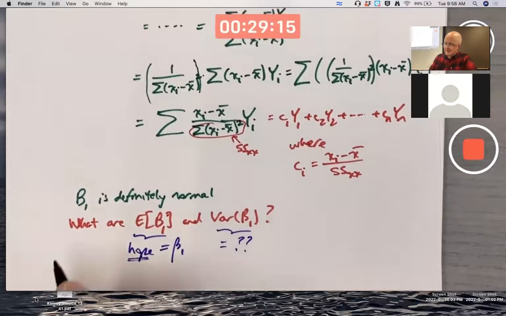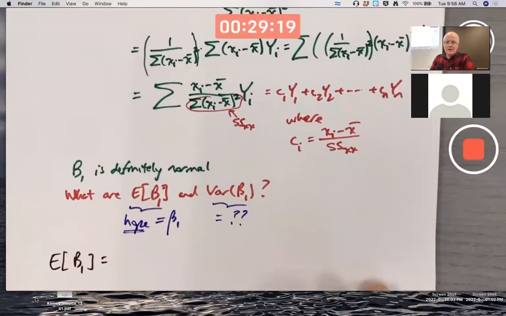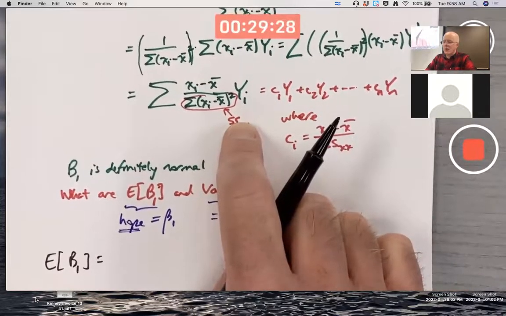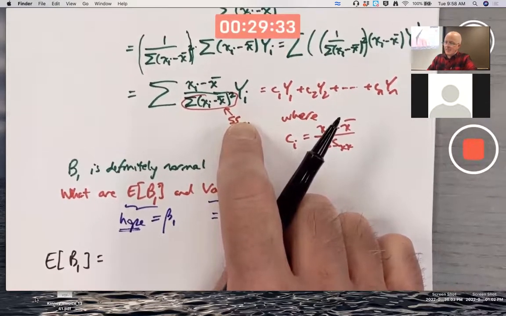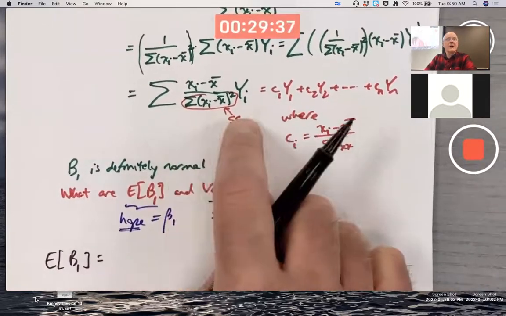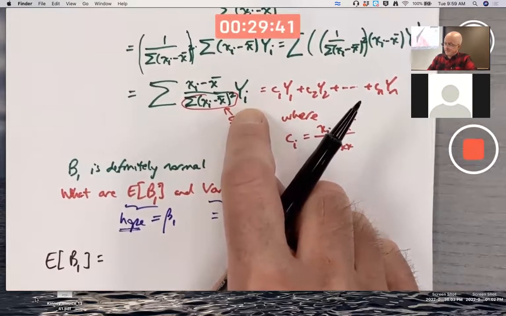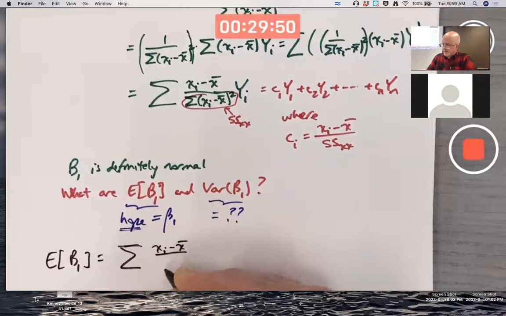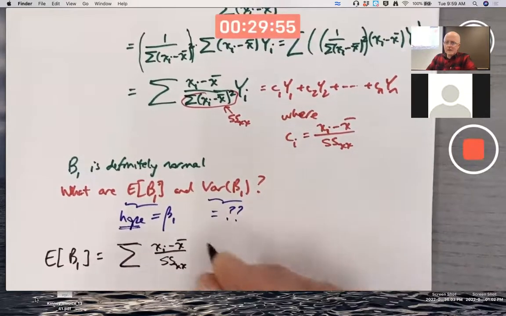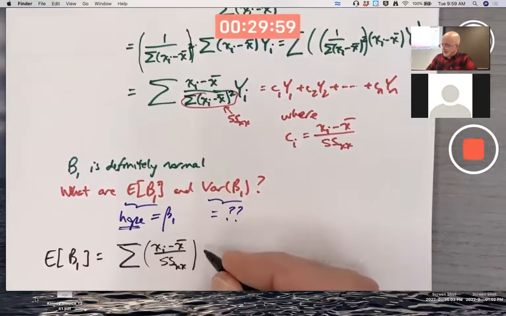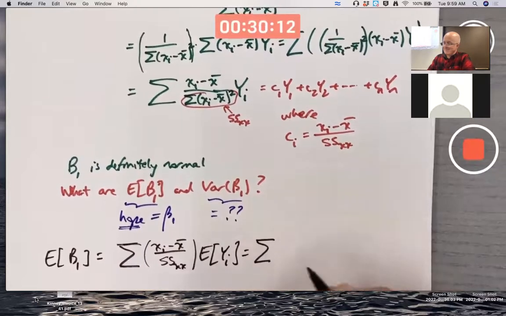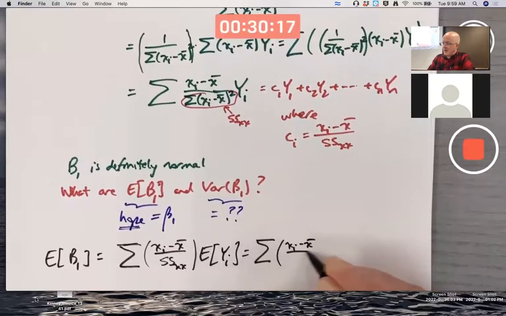Let's get into it here. Expected value of B1. Here's B1 as a linear combination. The expected value of such a linear combination is the corresponding linear combination of the expected values. I can effectively write the same thing here, except replace yi with E of yi. I'm going to write SS sub XX there. E of yi. All right, what do you do with this? I guess we have to figure out what E of yi is.